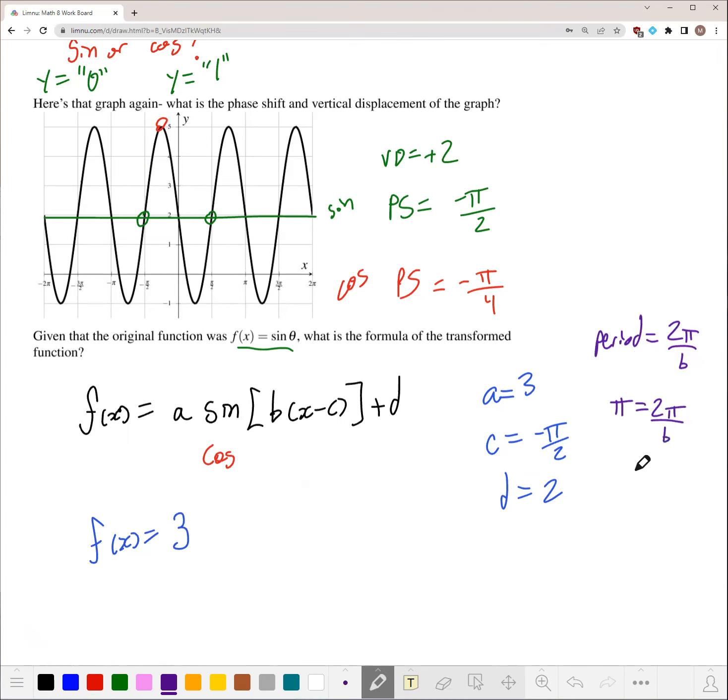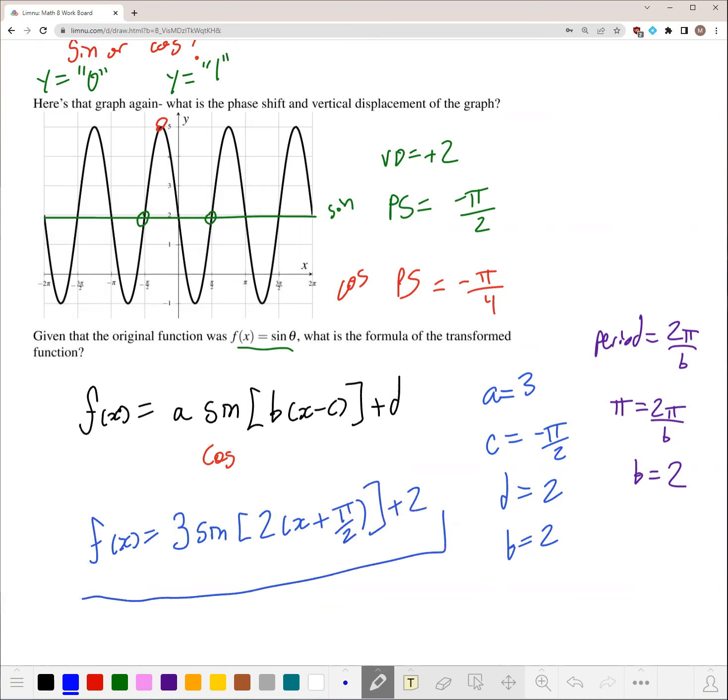So if I want to isolate this, my B value should be, move that up, that down, pi's cancel out, 2. Okay, so that gives me my B value then, which I'm going to awkwardly put down here, of 2 as well. So here's my function: 3 sine 2x plus pi over 2 plus 2. And there's my formula.